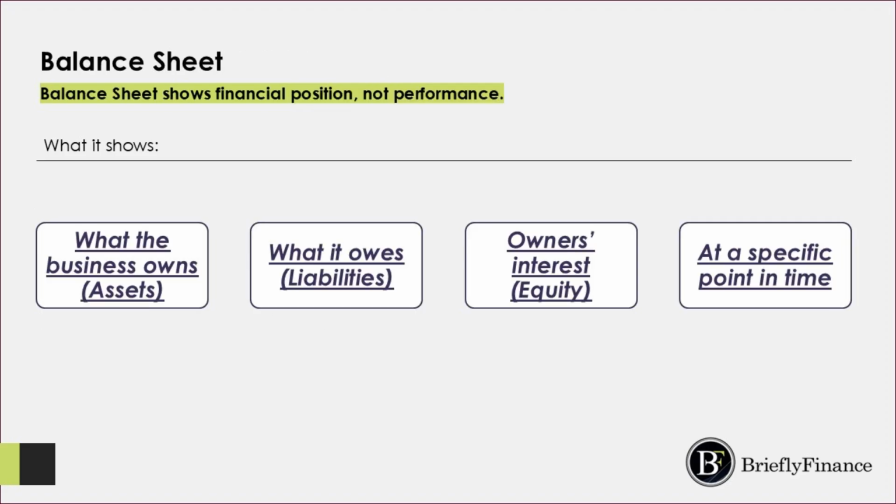The balance sheet shows the financial position of the business at a specific point in time. It tells us what the business owns, what it owes, and what belongs to the owners. Think of it as a snapshot taken on a specific date. Its purpose is mainly for seeing the financial strength of the business and whether it can stay solvent or not.